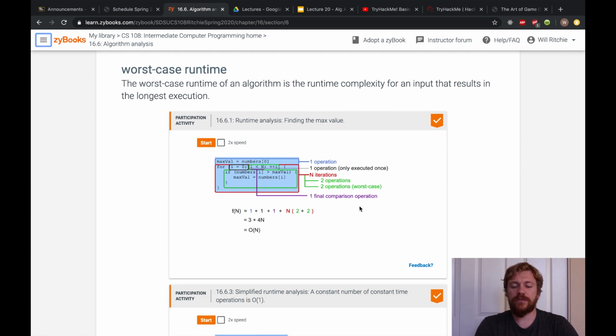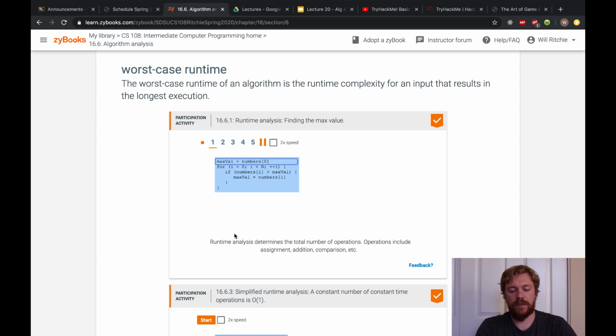So in this first example, we're going to do a runtime analysis. This particular for loop here is finding the maximum value in some sort of array. And what it's going to start off doing is counting the number of operations. So we'll go ahead and start this.